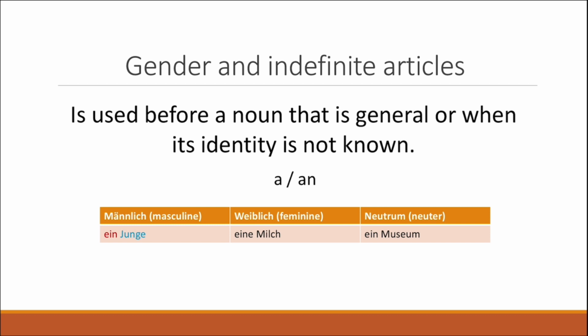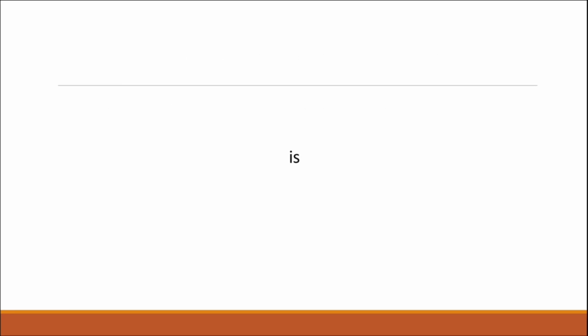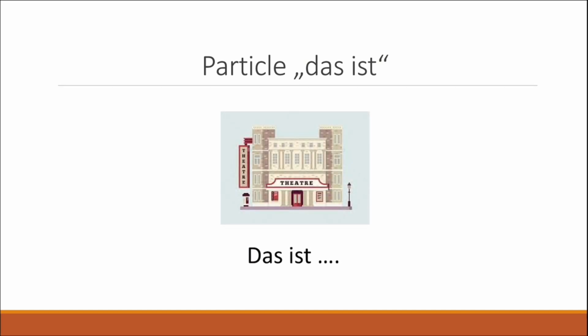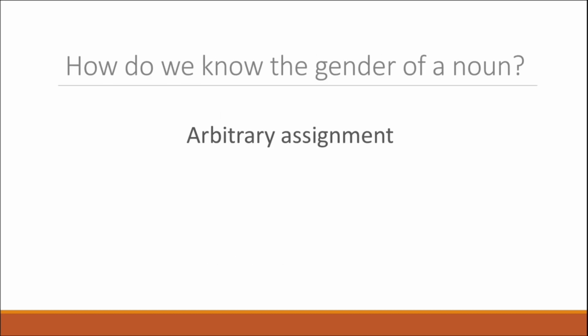Now, by knowing these articles, you can start to identify some objects. By using the particle das ist, followed by the article and the noun, you can look at an object and identify it. For example, if you're walking down the street and you see a theater, you can now say correctly, oh, das ist ein Theater.